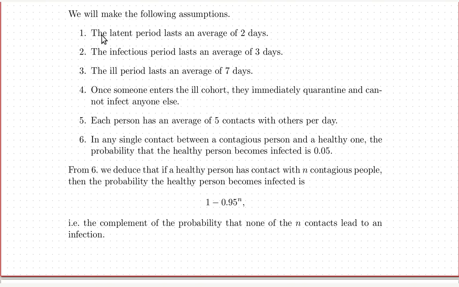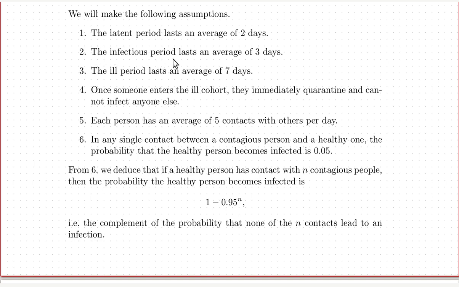So I'm going to assume that the latent period lasts an average of 2 days, right? So it's going to vary from person to person, but I'll assume that the average is 2 days. There are a number of probability distributions you could use that would be appropriate for this kind of thing. I'm going to use the exponential distribution, which is actually related to the Poisson distribution. It's actually the waiting time for the first event in a Poisson process. I'll say a little bit more about that later.